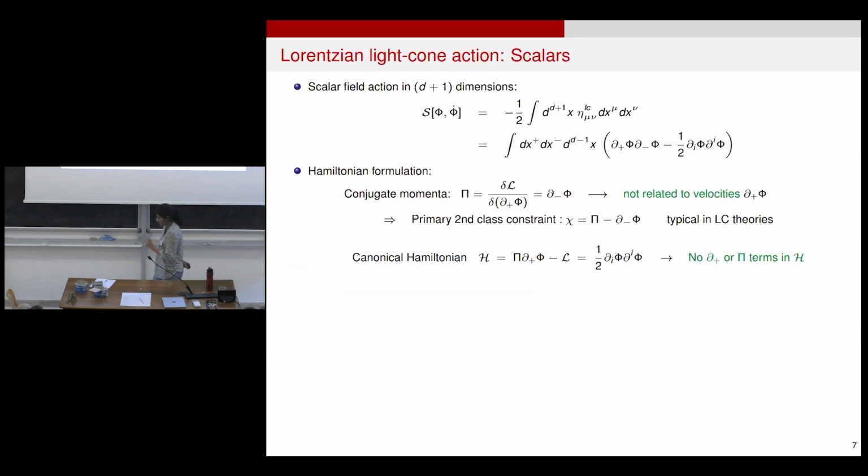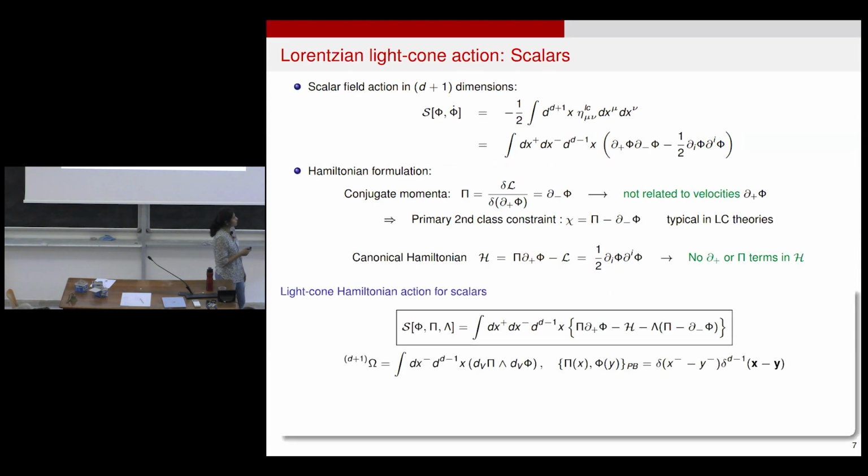Now, before actually trying to derive the Carrollian theories, let me tell you some very general features of light cone field theory. When you look at, let's say, the scalar field action in these light cone coordinates and go to the Hamiltonian formulation, we immediately see that the conjugate momenta is actually not related to the velocities. And this leads to a primary second-class constraint in the theory, and this is very typical of light cone theories. And we also see that the canonical Hamiltonian only involves spatial gradients.